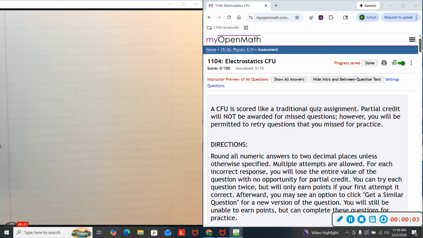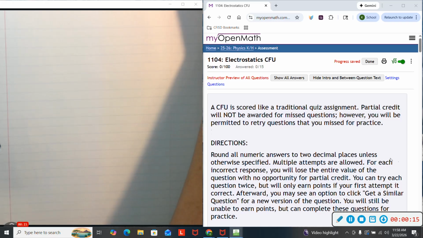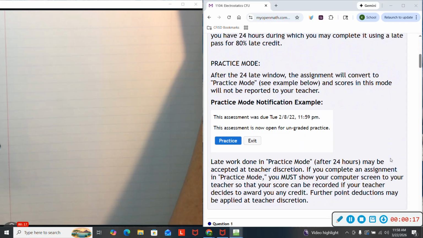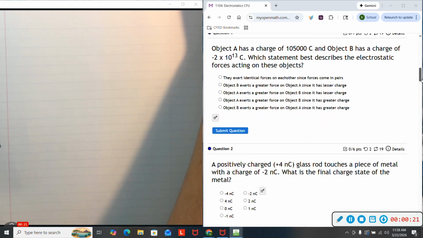Right, this is the 1104 Electrostatics CFU from class on Friday, and I wanted to go over this question by question until we get through it, because you guys have a test over this material, and I just want to make sure that we get any questions answered that still exist so that you don't miss those on your test.